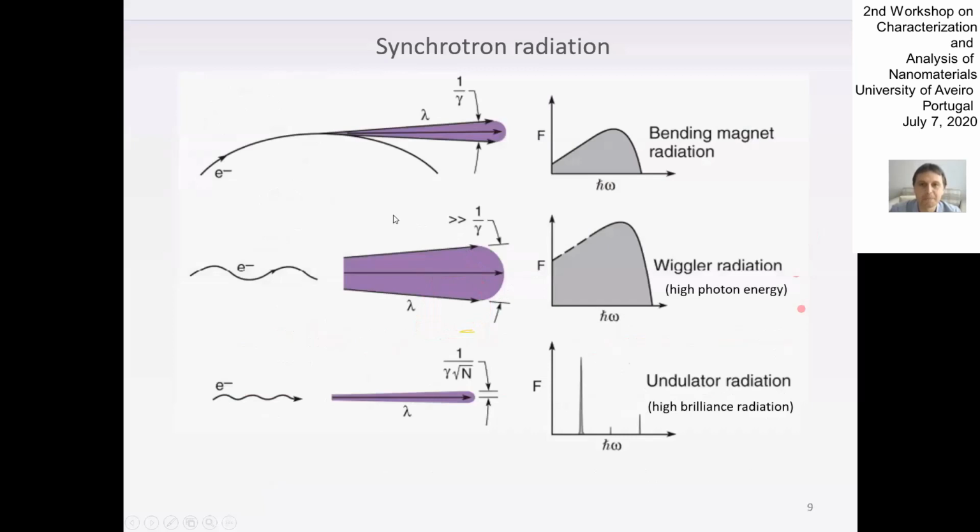So okay, again about the radiation in a synchrotron. Without insertion devices, just having a bending magnet, we have a solid spectrum. With a wiggler, we also have a solid spectrum, but with a higher intensity of emission. And with an undulator, we have some discrete peaks, and this is the most intense radiation we can get in the synchrotron.